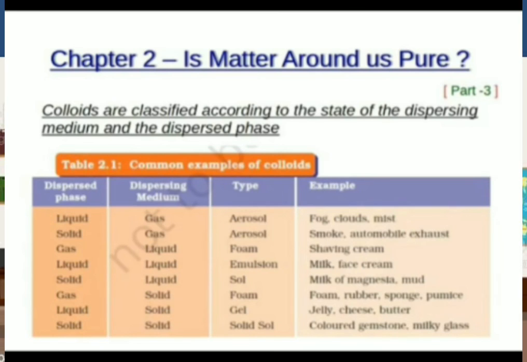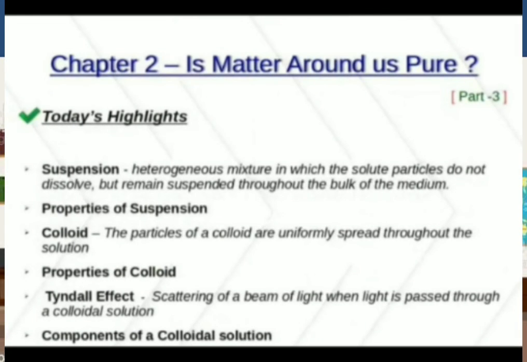Liquid in liquid is called emulsion. Example: milk. Solid in liquid is called sol. Example: mud. Liquid in solid is called gel. Example: jelly. These are the examples for colloids. You should study these examples. It's very important.